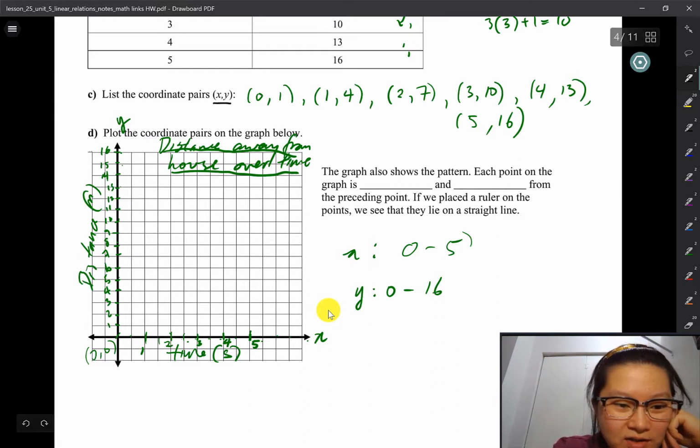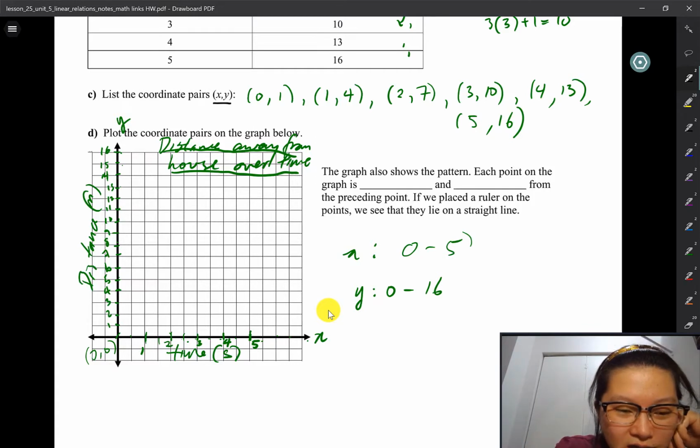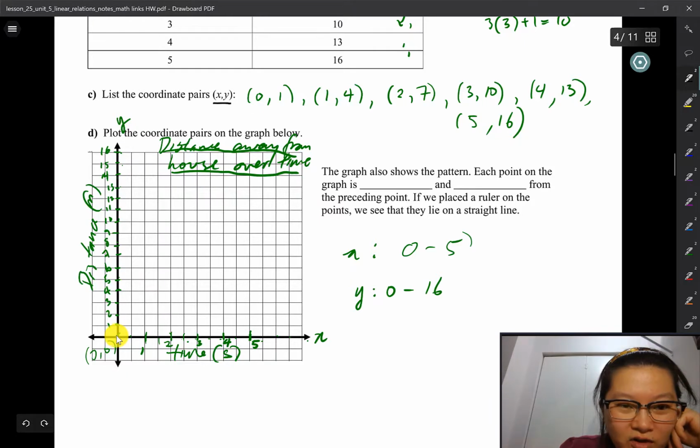So first here I have 0. I go to my x-axis, and 0 is right there. Then I go to the y-axis, which is 1, and I look in the vertical direction. 1 is right there, so my first dot is going to be right there. Probably use a different color here. Okay, so that's done.